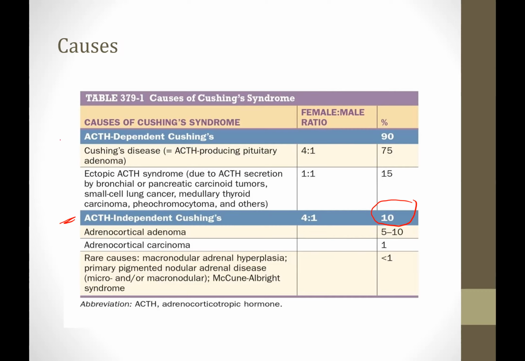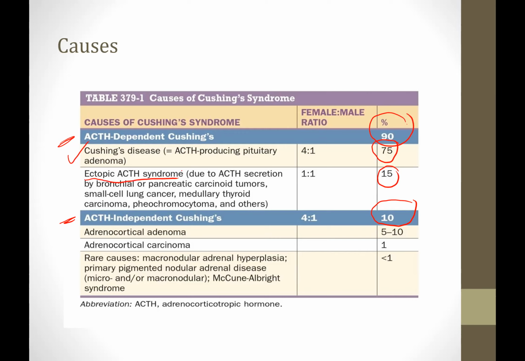Whereas in the case where ACTH is the cause, and more ACTH is generated due to either CRH or ACTH from the anterior pituitary, then Cushing's disease is the commonest: 90% are from above, and 10% are from the periphery, that is the adrenal cortex. Out of the 90%, 75% are pituitary, 15% are ectopic. What are the ectopic sites? Bronchial carcinoma, pancreatic carcinoma, small cell lung cancer, medullary thyroid, pheochromocytoma, and many other ectopic ACTH syndromes.